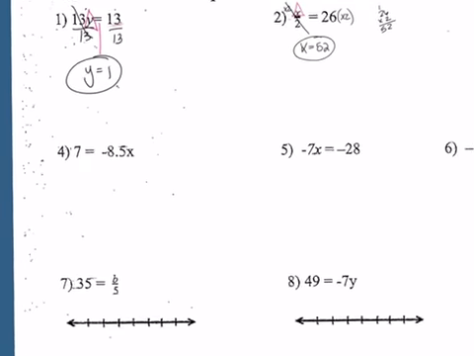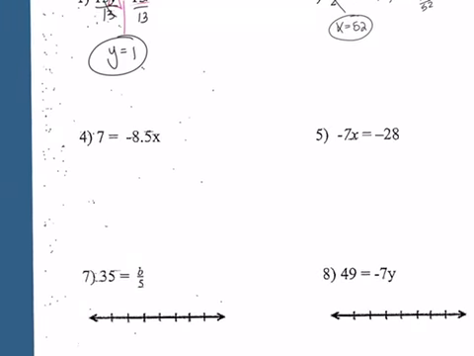Then on number 4, I'm going to do the same thing. I'm going to rewrite it first, and that's -8.5k equals 7. So -8.5 times something equals 7. So I want to start on this side because I want to get rid of everything except for that variable. And since it's multiplication, I do the opposite. Divide by -8.5.